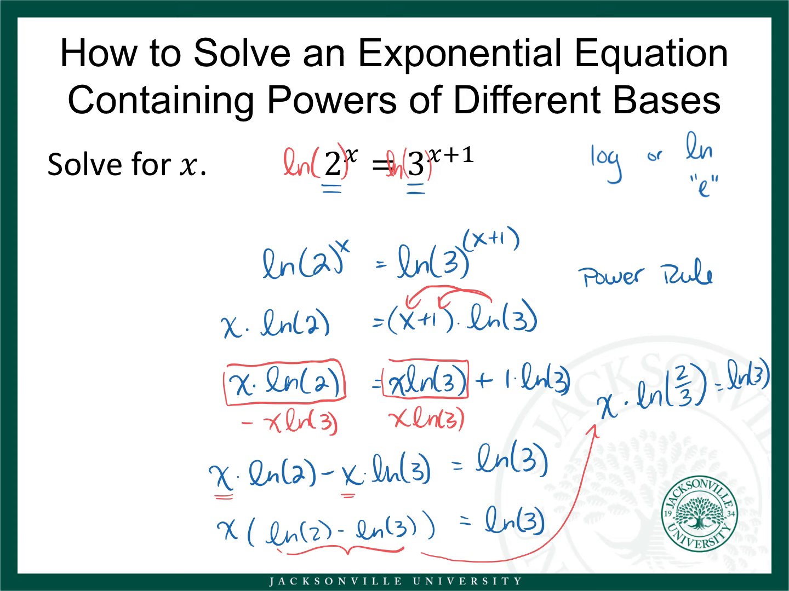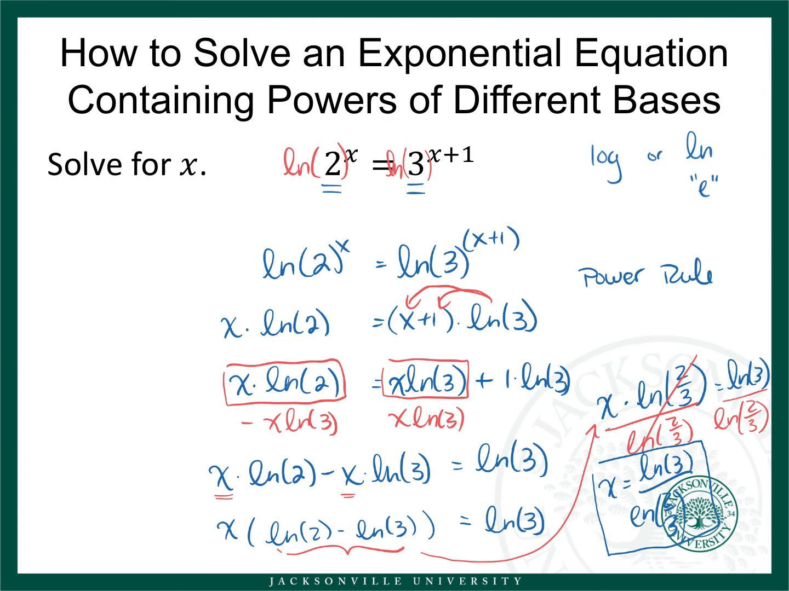So then my last step here, hopefully you can see, is I would just divide both sides by the natural log of 2/3, because that cancels out on the left. And then whatever you do to one side of the equation, you've got to make sure you do the same thing to the other side. So final answer, x is equal to the natural log of 3 divided by the natural log of 2/3. I'm sorry, the JU logo is in the way there. But that is how we would solve this problem algebraically.